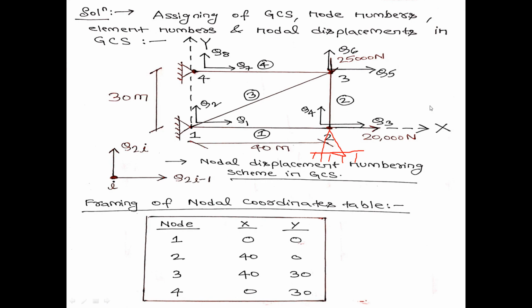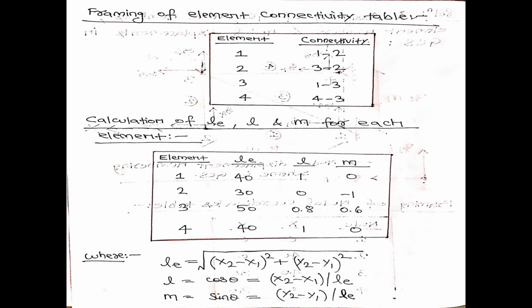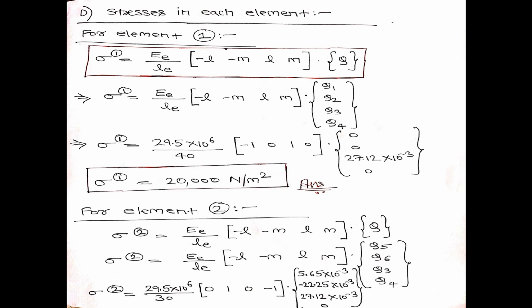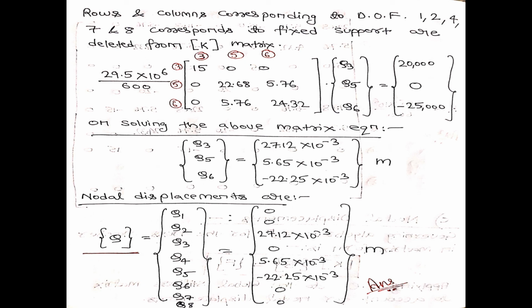See, at node number 3, the displacement is q6 in global y and q5 in global x. And since at node number 3 the force is acting in the negative y direction, that is minus 25,000 Newton, I have to write that value along the sixth degree of freedom, because for the sixth degree of freedom the load is minus 25,000 Newton. So along row 6 or column 6, this value will be minus 25,000 Newton. Is it clear?